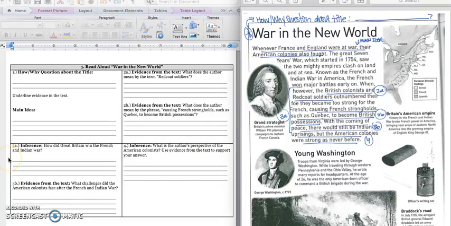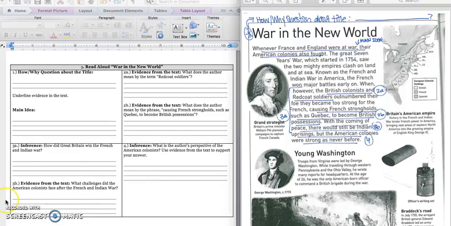So in 3A, we would write, Great Britain won the French and Indian War because she was able to take over so much of the French's territory that the French surrendered. Press pause to write down your answer and play when you're ready for 3B.